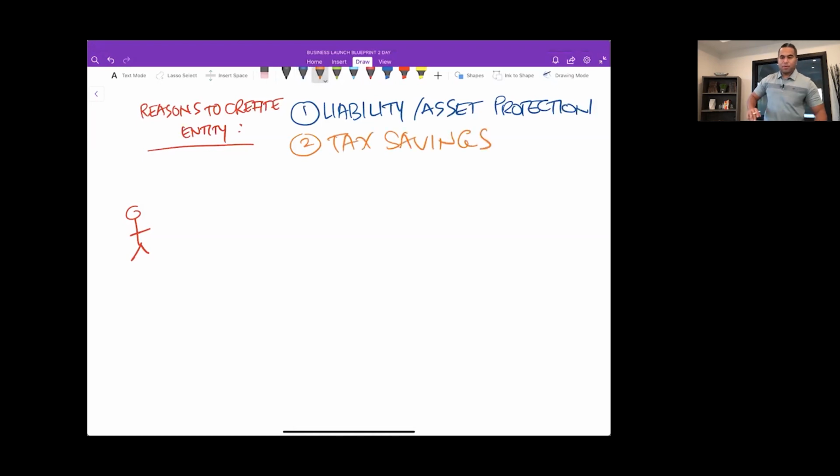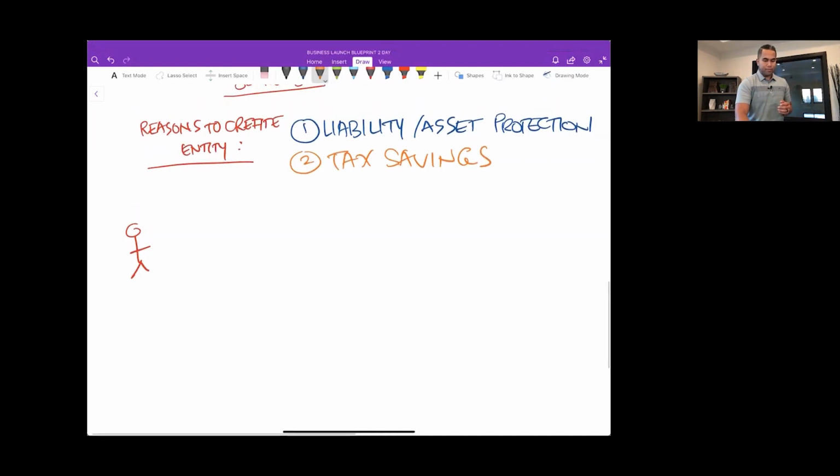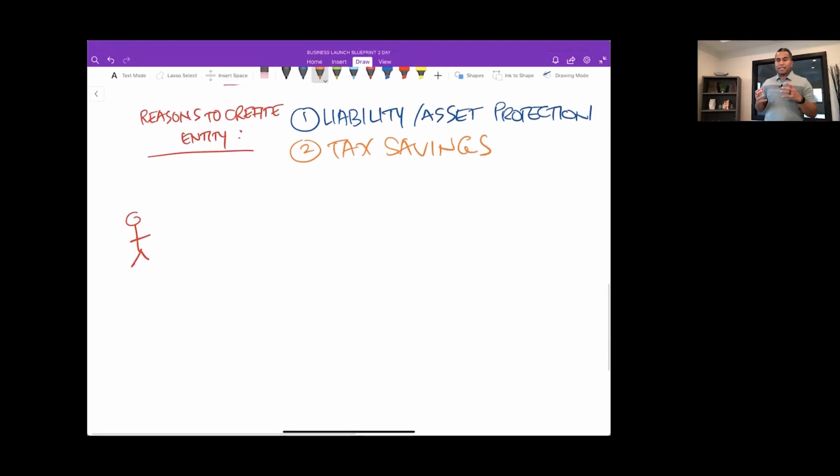Because in businesses, we make a lot of money, right? And we want to make sure that we are protected if something goes wrong in the business, that people can't come and take our personal assets, our personal home, our personal belongings, and that they can only sue the business itself, okay? As far as tax savings go, depending on what entity you choose, some will have more tax advantages than the other. So we'll dive in and explain that.